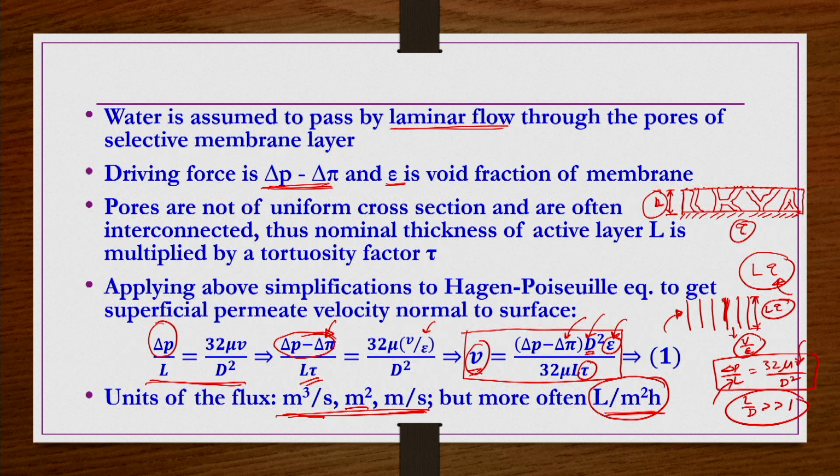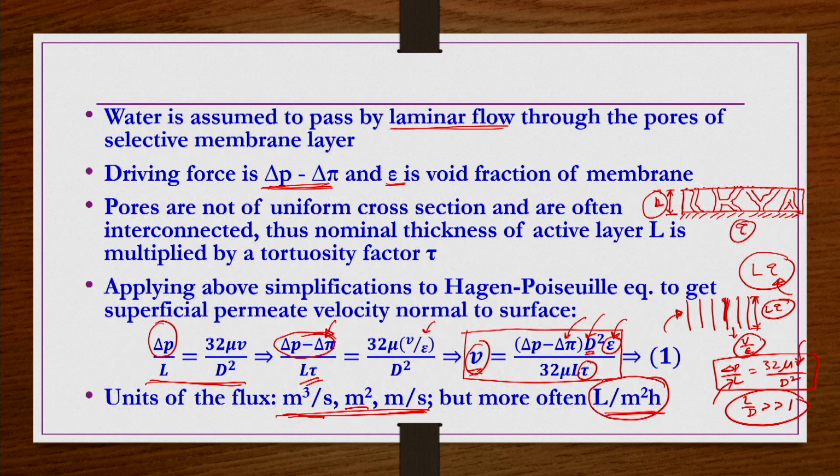In packed beds, we found that for some cases 2.1 is an appropriate tortuosity factor for laminar conditions, but for turbulent conditions it may be very much higher, very much different from the laminar case. So, having these many ambiguities, getting reliable information about permeate flux is going to be very difficult.